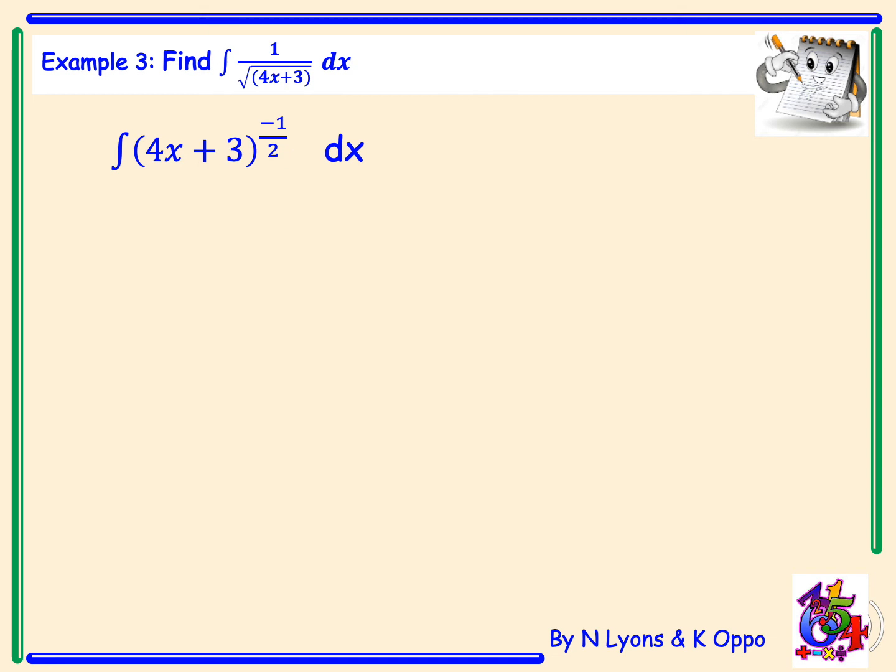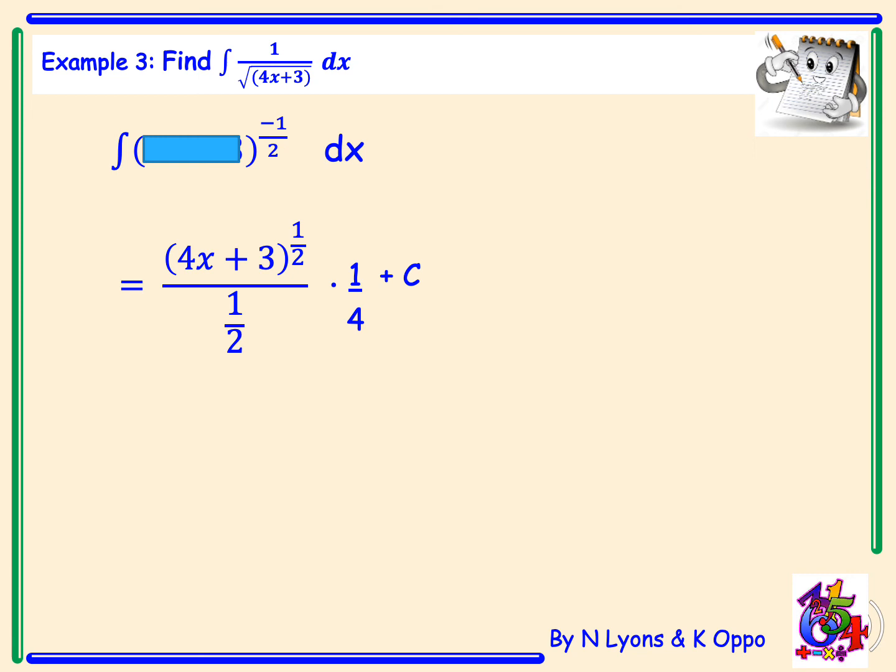So firstly, we're going to integrate outside the bracket. Now negative 1 half plus 1 will give a power of positive a half, and then we'll divide by that power as well. So we'll have 4x plus 3 to the power of half divided by 1 half. We then need to multiply by 1 over the derivative of the bracket. Now the derivative of that bracket is 4, so we're multiplying by 1 over 4 and we have our plus c.